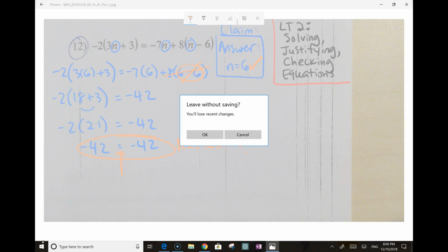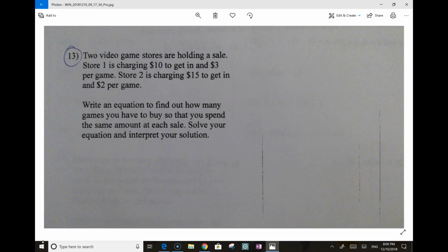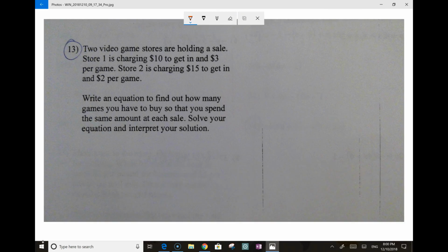Okay, let's go ahead and move on to the next question. In the next question, we have a word scenario once again, and we're going to do a quick read through. So here we go. Two video game stores are holding a sale. Store 1 is charging $10 to get in and $3 per game. Store 2 is charging $15 to get in and $2 per game. That's a pretty sweet deal if you ask me. $3 a game, count me in.